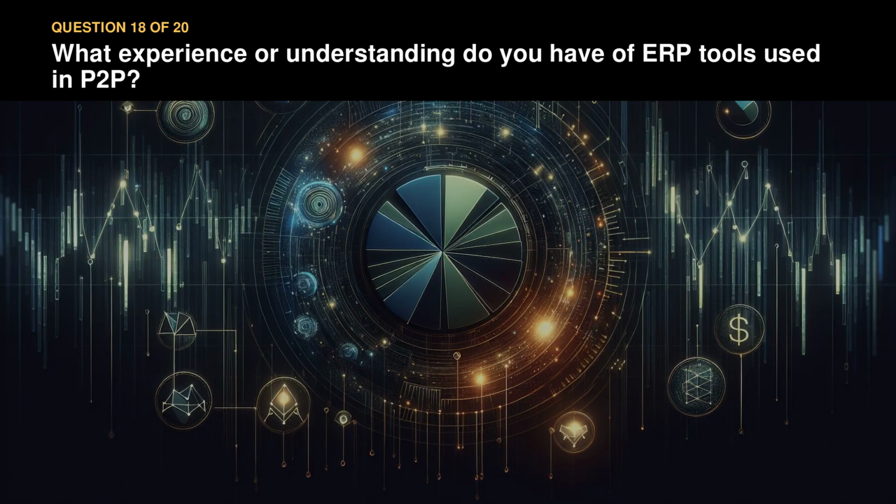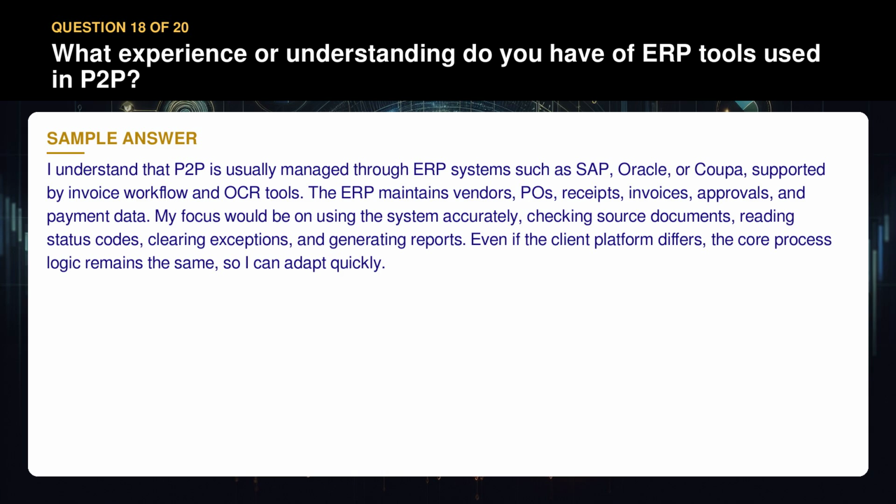Question 18. What experience or understanding do you have of ERP tools used in P2P? I understand that P2P is usually managed through ERP systems such as SAP, Oracle, or Coupa, supported by invoice workflow and OCR tools. The ERP maintains vendors, POs, receipts, invoices, approvals, and payment data. My focus would be on using the system accurately, checking source documents, reading status codes, clearing exceptions, and generating reports. Even if the client platform differs, the core process logic remains the same, so I can adapt quickly.